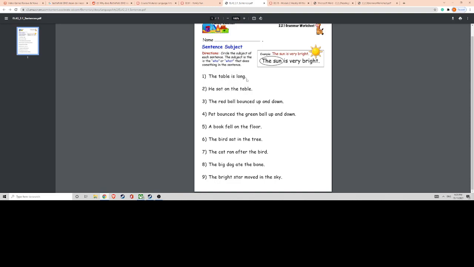The table is long. Okay, so this sentence is about what? It is telling us that the table is long. So the subject here is table. The table is long. So you have to circle table. He sat on the table. He sat on the table. So what is the subject? It's the word or group of words that tells us who or what. So who sat on the table? He. So the subject is he. You circle he.